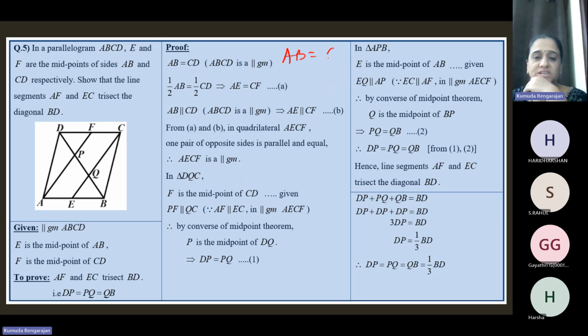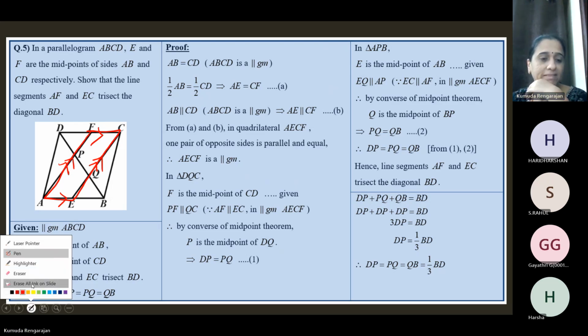AB is equal to CD. Opposite sides of a parallelogram are equal. Half of AB equal to half of CD. So half of AB, which is AE, is equal to half of CD, which is CF. So we proved that this is parallel to this and also equal. So it's a parallelogram. Now you proved this is a parallelogram, which means both pairs of opposite sides are parallel.